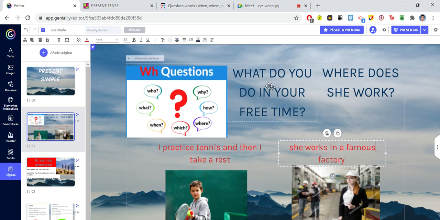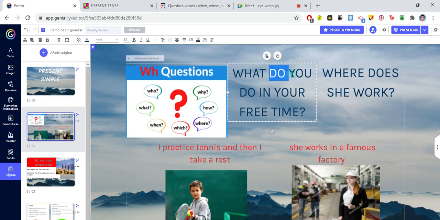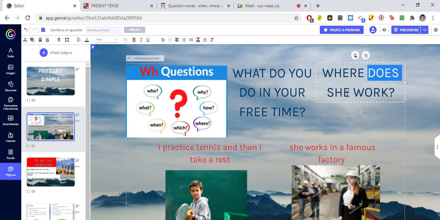Okay, also it's really important to remember that in the simple present for questions, we need to use the auxiliary do and the auxiliary does. Oh teacher, so when do I use the auxiliary do and when does? Okay, when the subject is I, you or they, or you are talking in plural, you say do. And does is for third person when the subjects are she, he, or it.